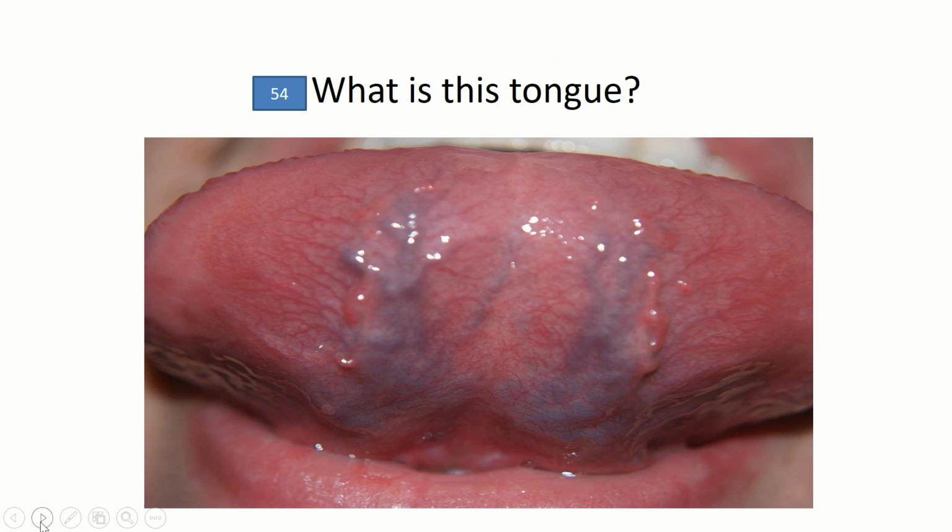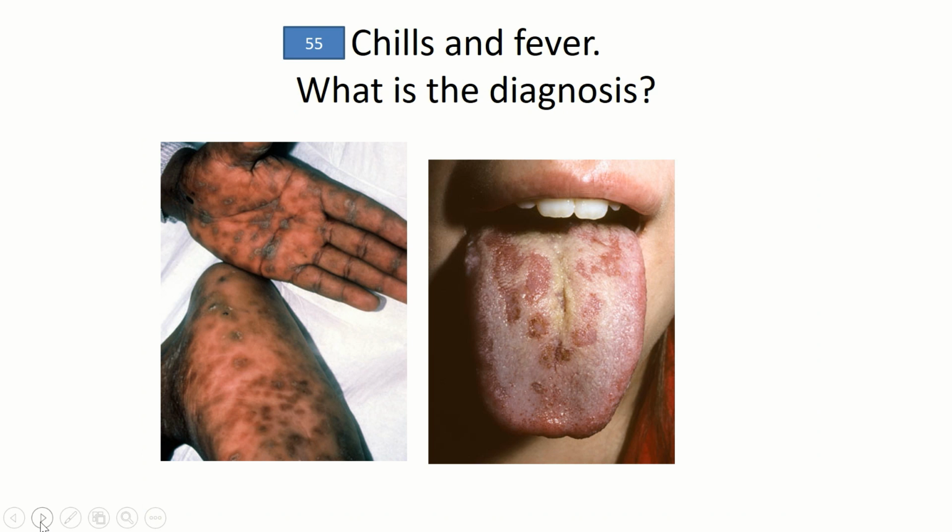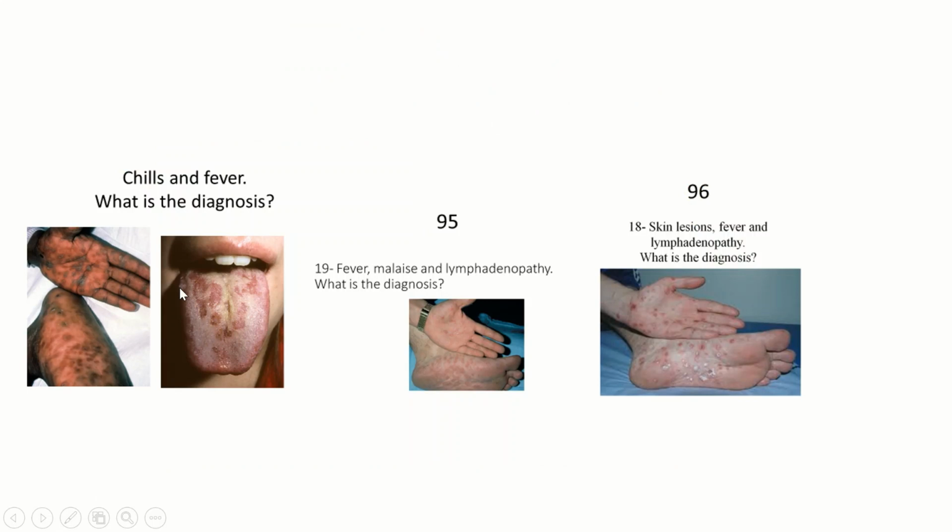And here the prominent veins on the tongue, caviar tongue. And here you see some findings on palms and soles and tongue. Islands lacking papillae, and the patient has chills and fever. The diagnosis is secondary syphilis. And here you see some cases of secondary syphilis.